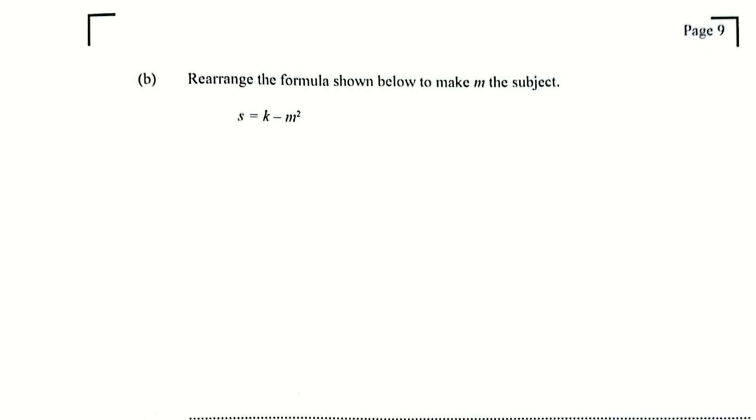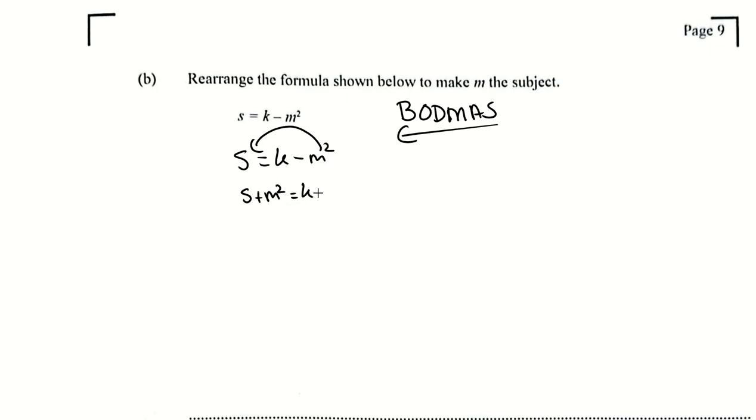Right, the next question told you to rearrange the formula below to make M the subject. Now, anytime you're making something the subject, we typically, meaning not all the time, go backwards on BODMAS. That means this will tell us what we have to carry across first. So is there subtraction? Yes. We don't want M to be negative, so it's going to be S is equals to K minus M squared, carry across minus, which will turn to plus. So it's S plus M squared is equals to K.